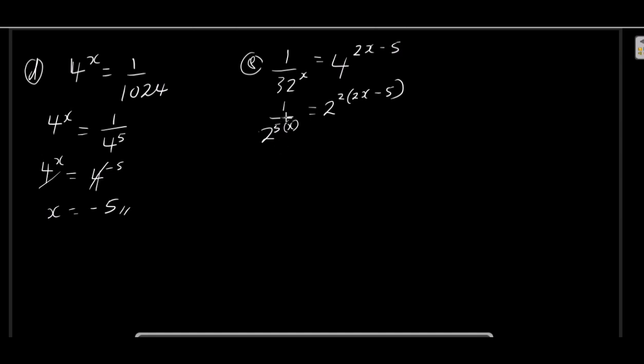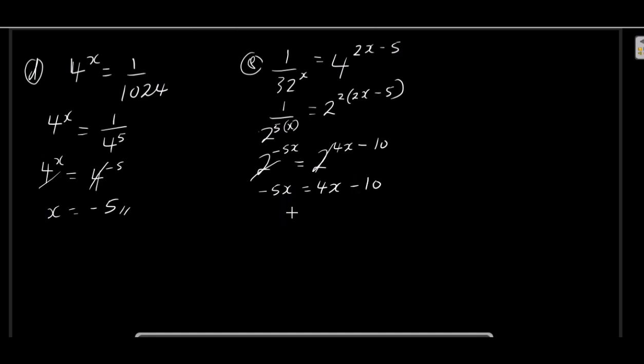Now recall our negative index law. The negative index law says that when you're having the reciprocal of a base, you can re-express your base to be having a power of negative number. Now we have 2 raised to the power of minus 5x to be equals to 2 raised to the power, let's open the bracket, this will be 4x minus 10. Now the bases are the same, let's cancel out the base. We have minus 5x to be equals to 4x minus 10.